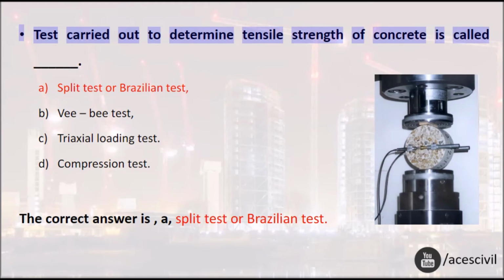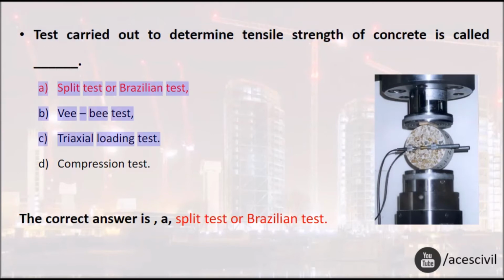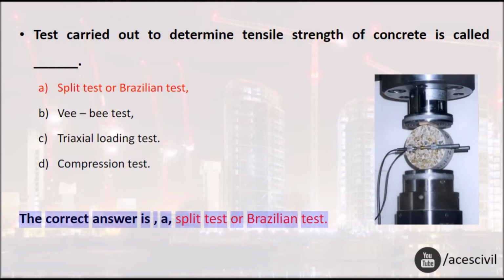Test carried out to determine tensile strength of concrete is called A. Split test or Brazilian test, B. VB test, C. Triaxial loading test, D. Compression test. The correct answer is A. Split test or Brazilian test.